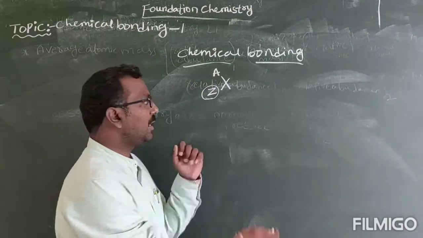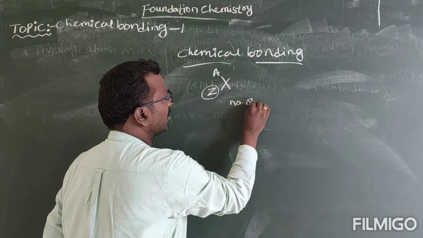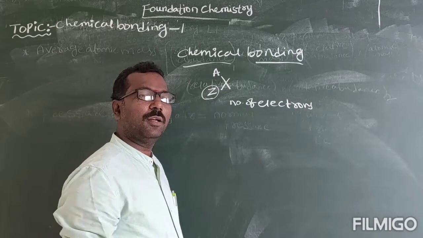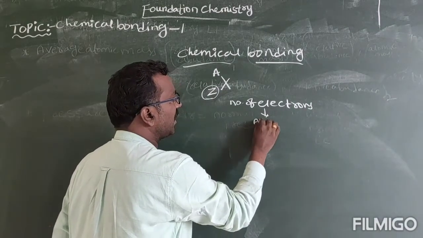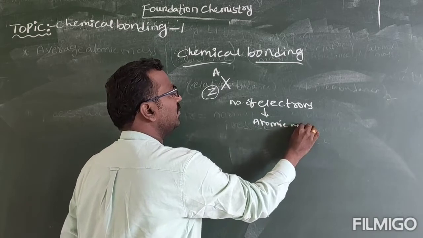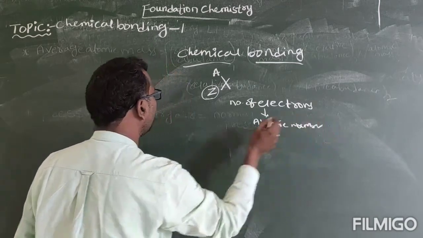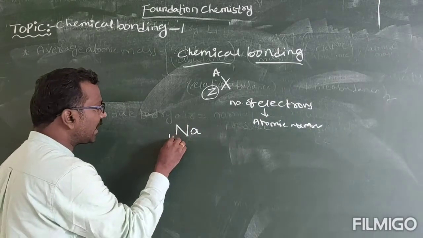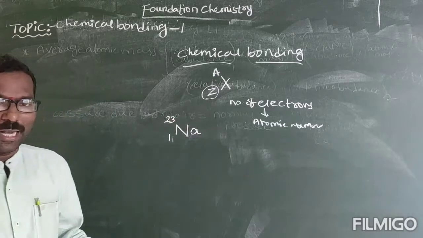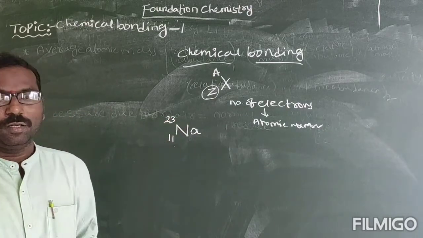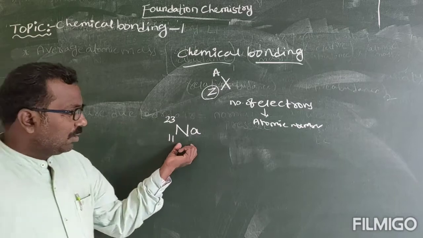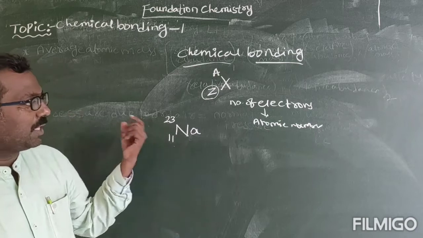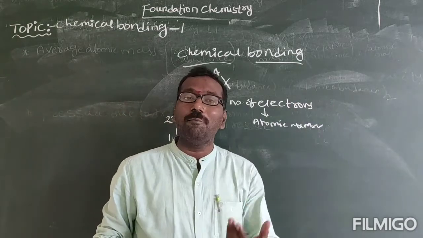Now further, we should know the number of electrons. If you want to know the number of electrons, you should learn the atomic number. For example, suppose you take sodium. You should know the symbol of sodium and its atomic number, in nuclide atom notation Na 23, 11.